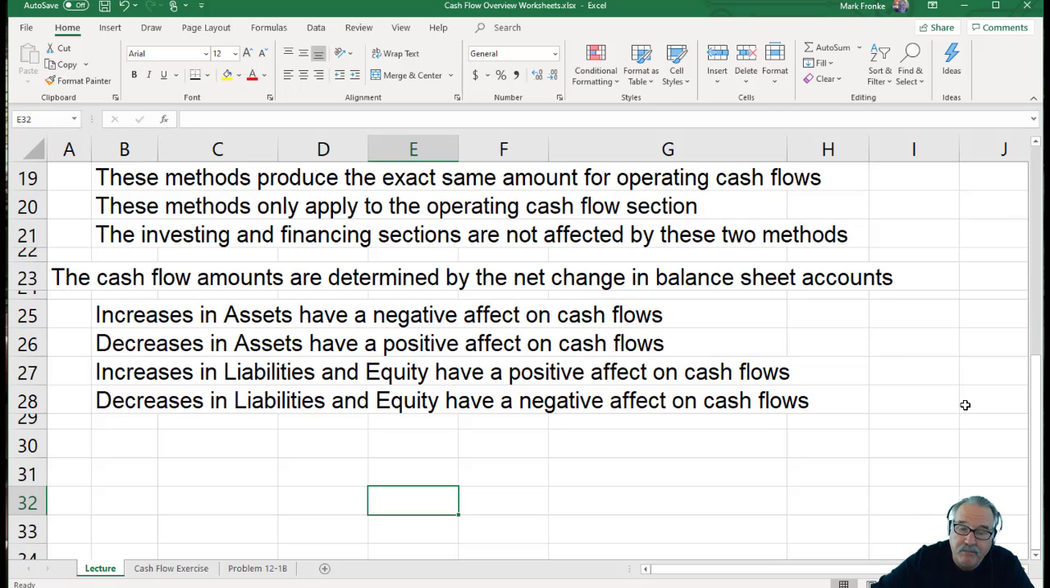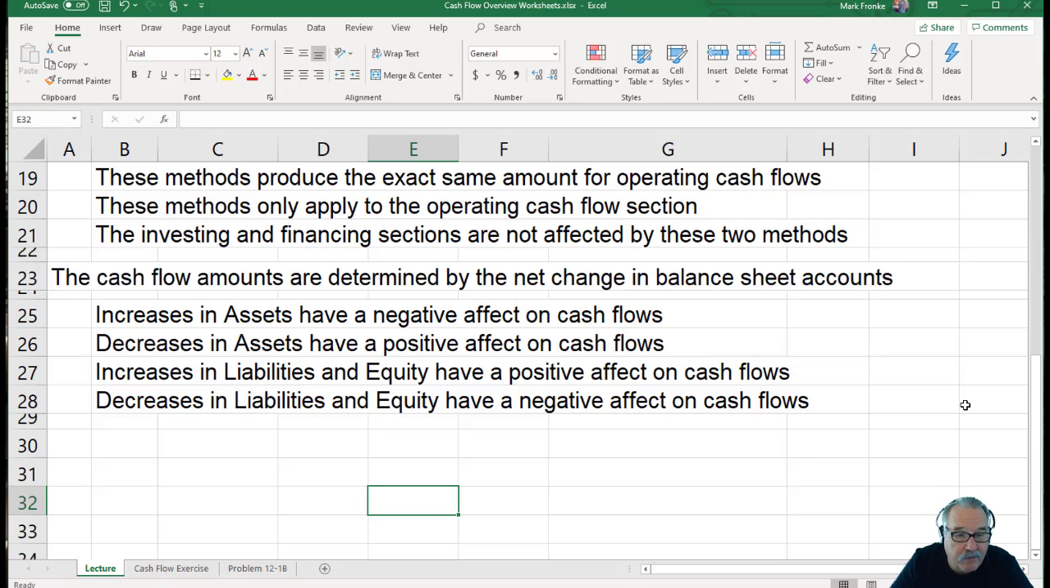If they go up, it means we spent the money, and that has a negative effect on cash flows. If they go down, it means that we sold some stuff, and that has a positive effect on cash flows. Now, naturally, as with everything in the accounting process, when we jump over to the other side of the equal sign and we talk about liabilities, it completely flips.